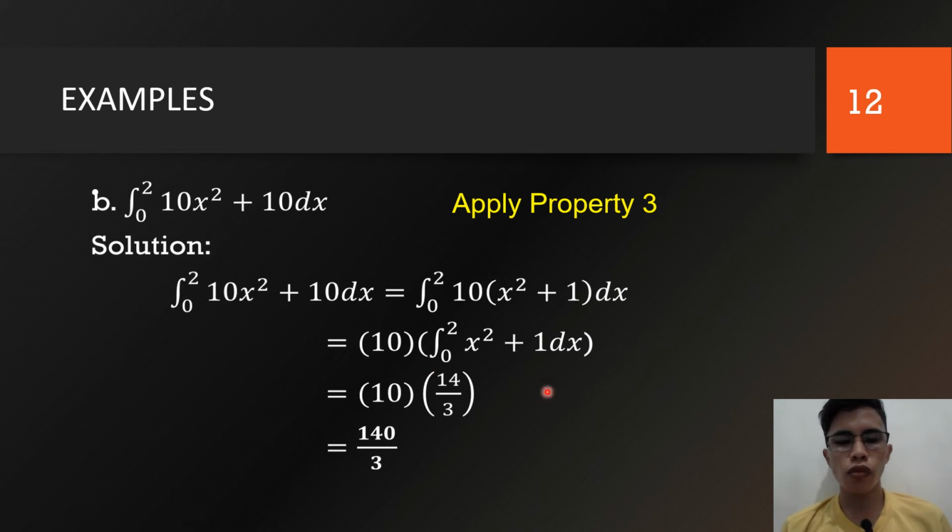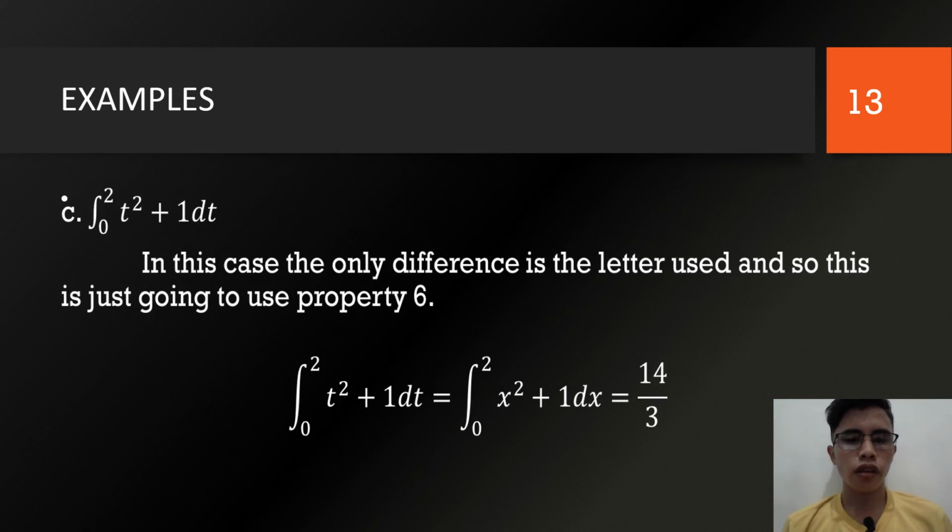So, ang matitira na lang is equal to the integration of x squared plus 1 dx from 0 to 2. So, kanina nakuha na natin yung value ng itong function nito, which is equal to 14 all over 3. So, i-multiply lang natin 10 times 14 is equal to 140 all over 3. So, this is now the value of the integral. Okay, next.